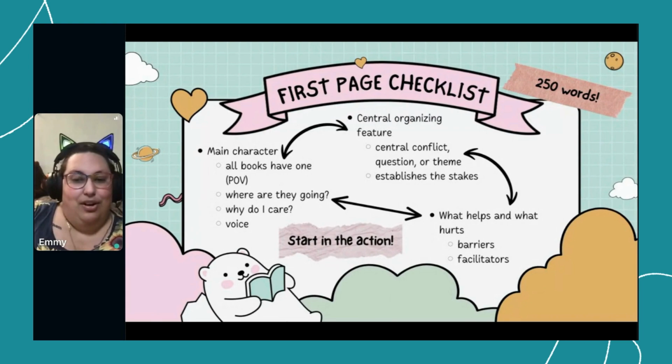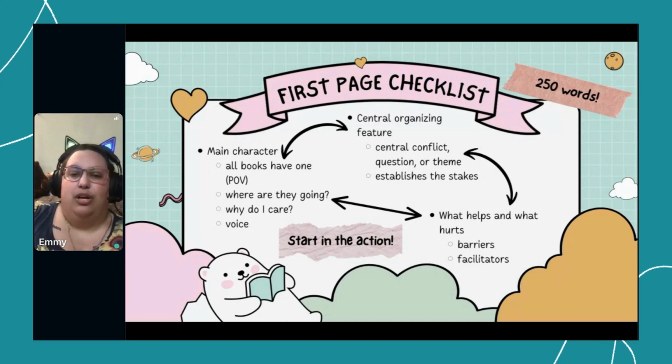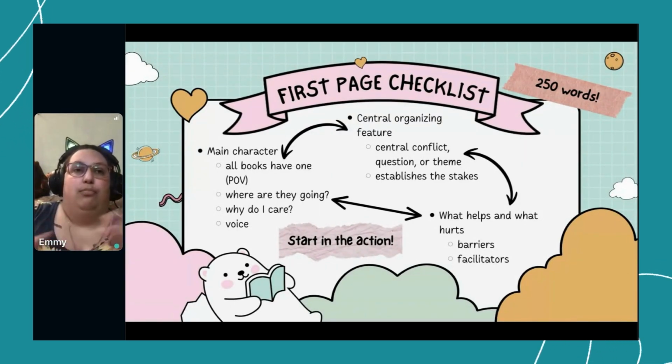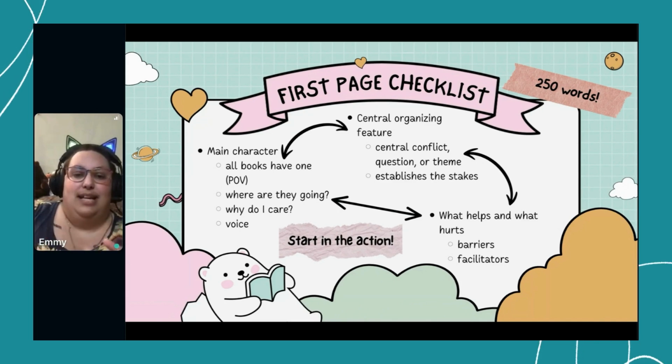And last but not least, what helps and what hurts are the barriers and facilitators. So again, that's kind of how the main character and the central organizing feature relate to each other. So all of these things about the main character, all of these things about the central organizing feature, what's going to make those things either come together like puzzle pieces or break apart and explode? And all of that should fit in 250 words, and it should be ideally achieved through a scene that has some action in it. There should be something happening on your first page.